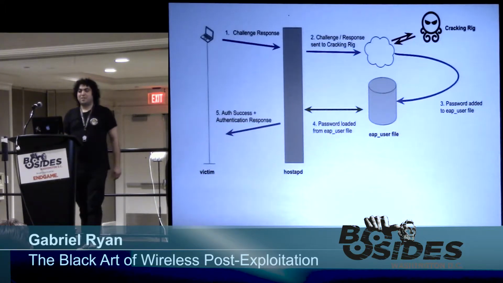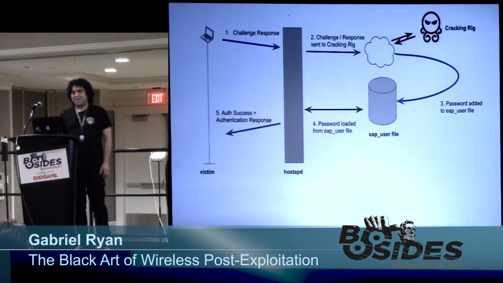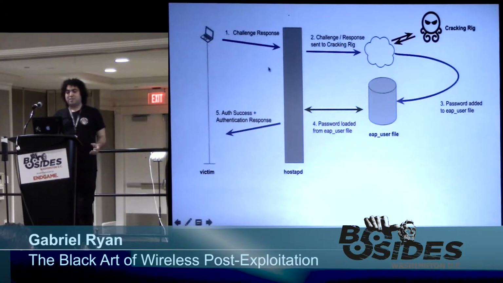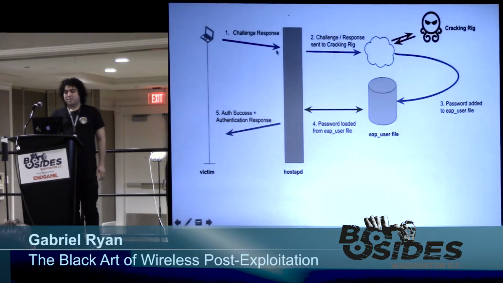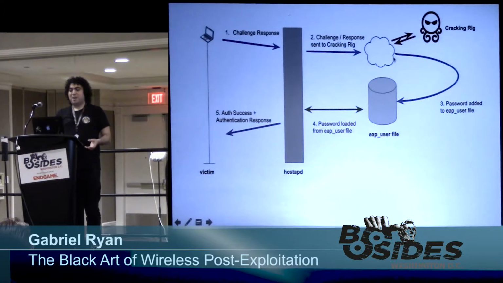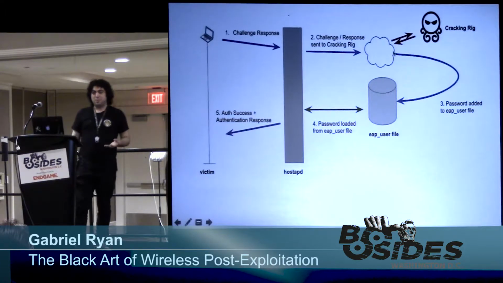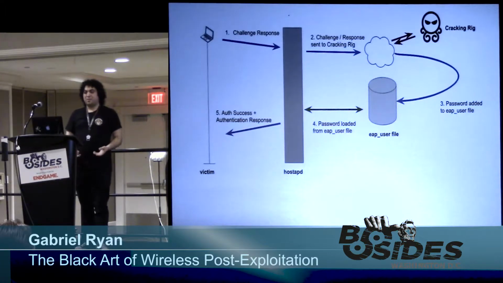So the way that you get around this using autocrack and add is that the second you receive the challenge response, you actually modify hostapd so that instead of immediately loading the password from the EAP user file, you instead shoot off the challenge and response to a remote cracking rig somewhere, which presumably is equipped to crack these passwords relatively quickly.